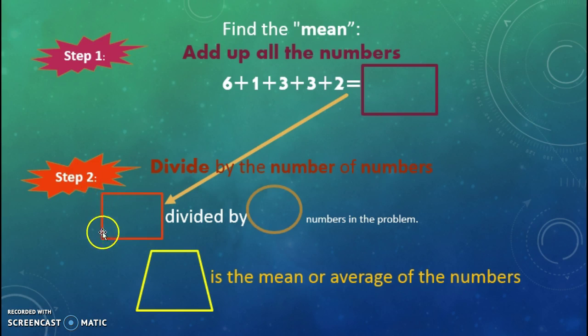Because now you're going to take that answer and divide it by what? You're going to divide it by the number of numbers in the problem. So you need to count the numbers in the problem. Now it's time to divide, and that will be the mean, or the average, of your list of numbers. Nice job! That is how you find the mean, or average, of numbers.